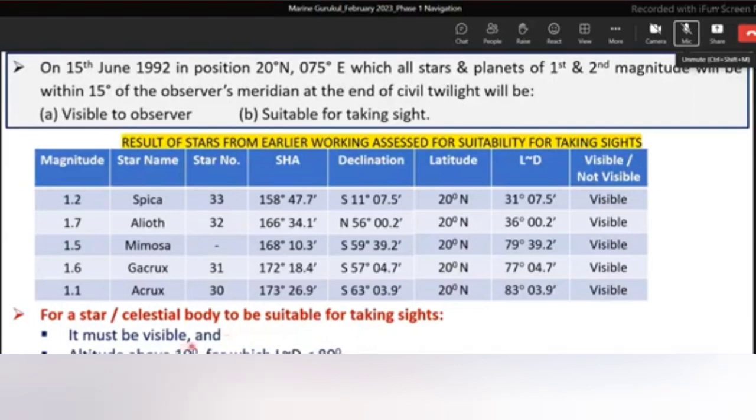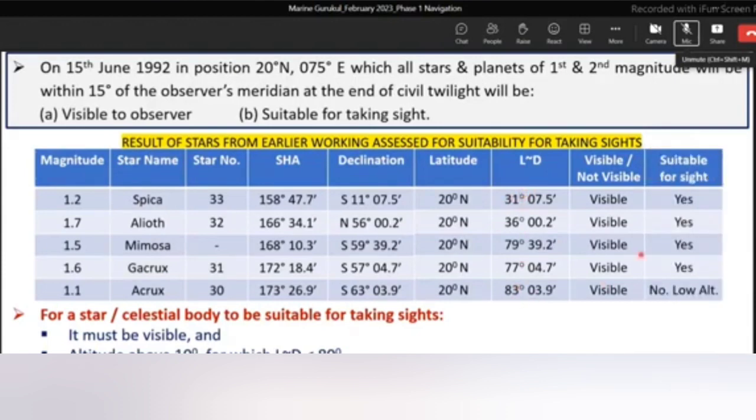Now, if the altitude has to be more than 10 degrees, this L difference D has to be less than 80. So to assess the suitability for sight, we can make one more column and see in which cases L difference D is less than 80. And we see that the first 4 stars are all suitable for taking sight. The last, that is Acrux, though it is visible, is too low and is not suitable for sight. So I hope you will remember this requirement to assess the suitability for taking sight, and also the conditions required for a star or celestial body to be visible to an observer.